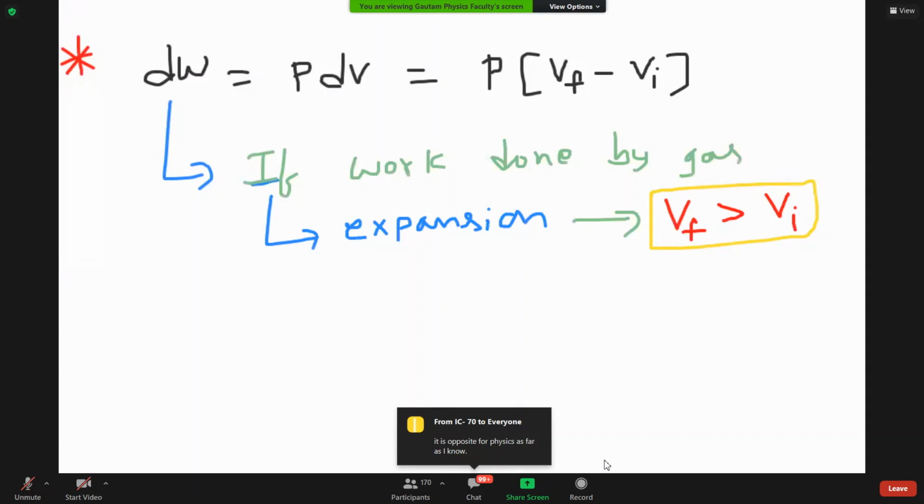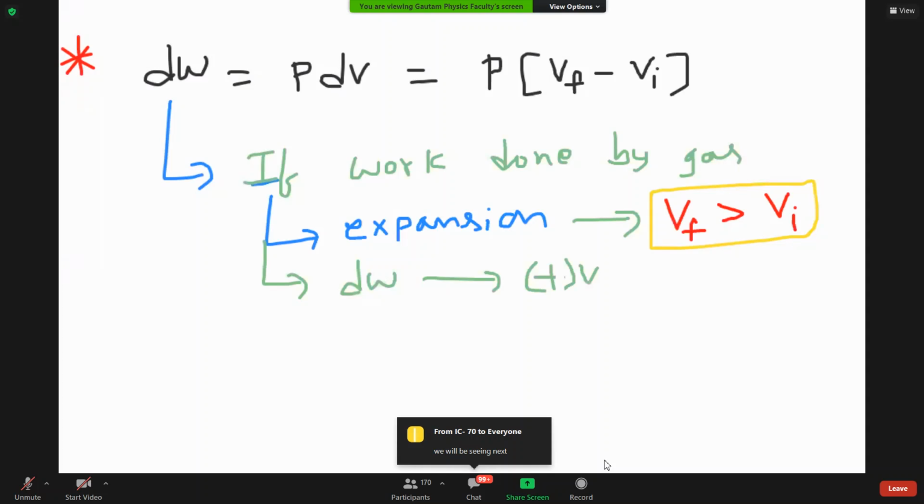In this situation, work done is positive. So dW is equal to P dV in this one. Work done is positive, we told.